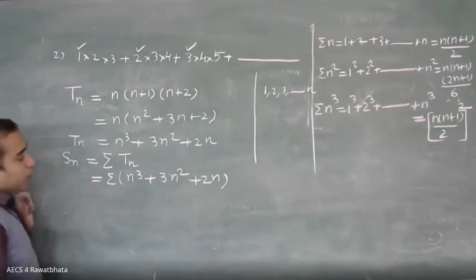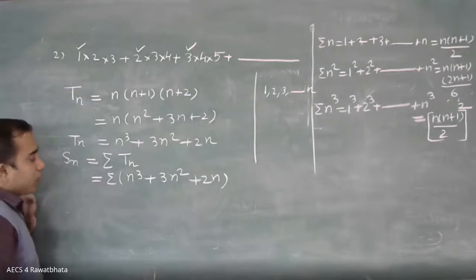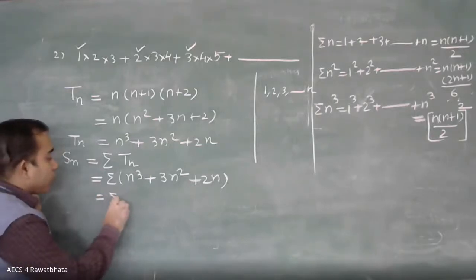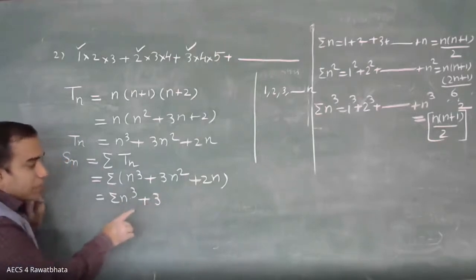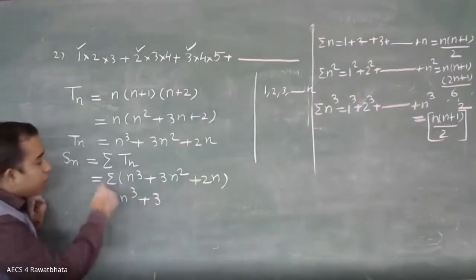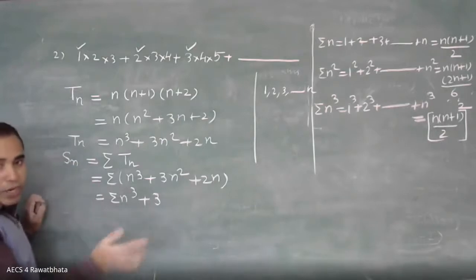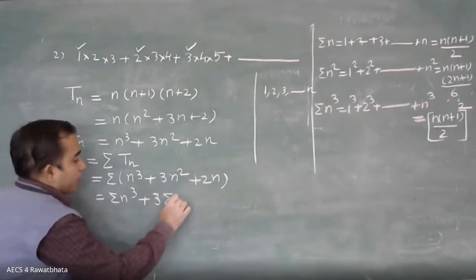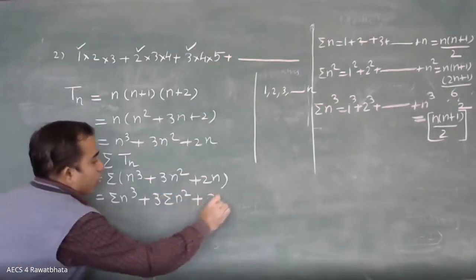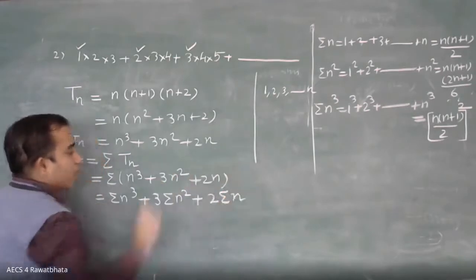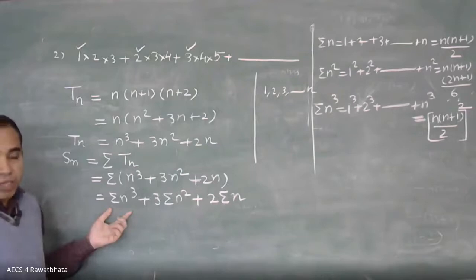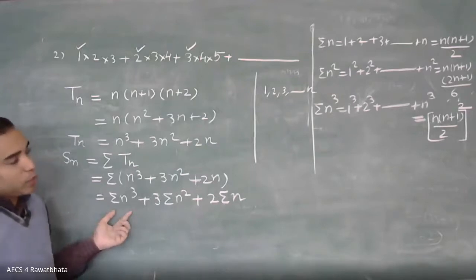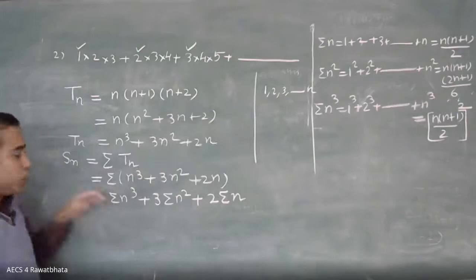We have to distribute this summation sign, and this will become summation n cube plus 3. Constant can be taken out of summation sign. So summation 3n square means 3 summation n square. Similarly, 2 out, sigma n. Now you have the value of these formulas: sigma n cube, sigma n square, sigma n. Substitute the value.